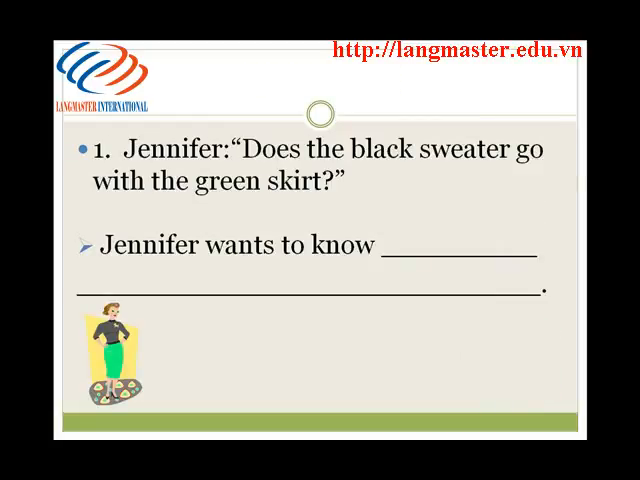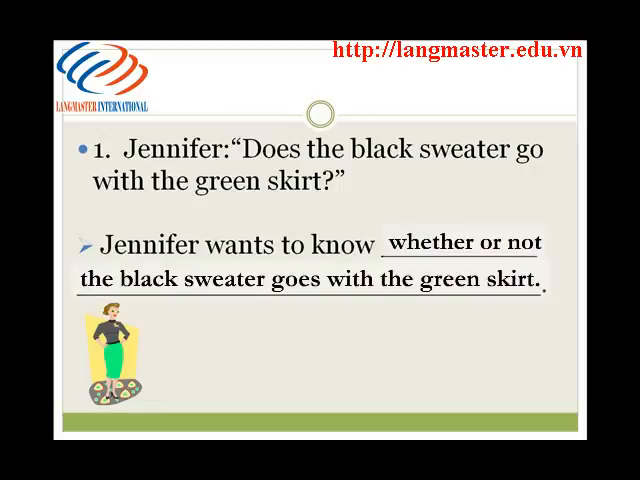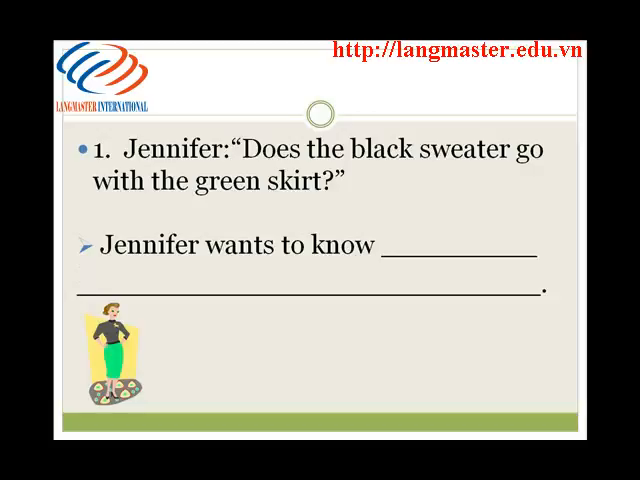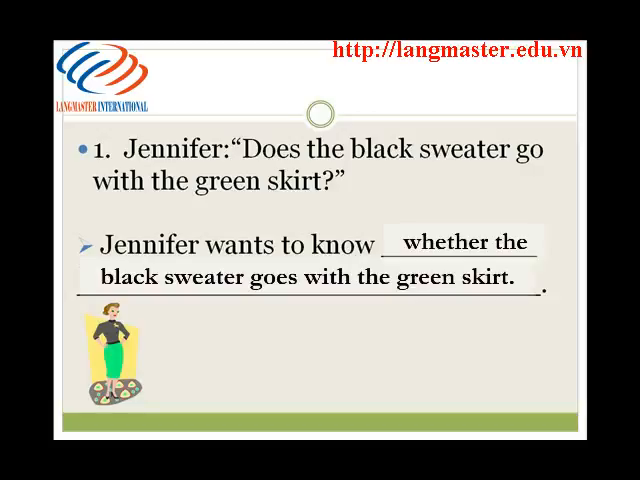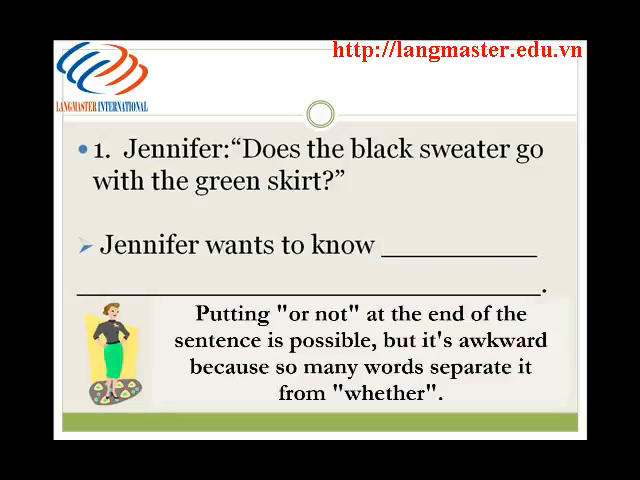Number 1. Jennifer asks, "Does the black sweater go with the green skirt?" Answer: Jennifer wants to know whether or not the black sweater goes with the green skirt. It's also possible to say, Jennifer wants to know whether the black sweater goes with the green skirt. Or not at the very end of the sentence is not incorrect, but a little awkward.